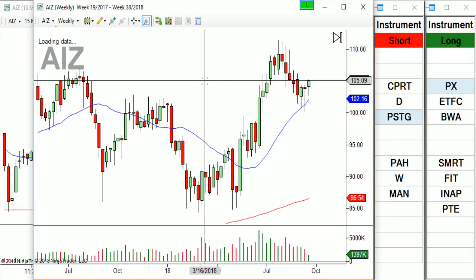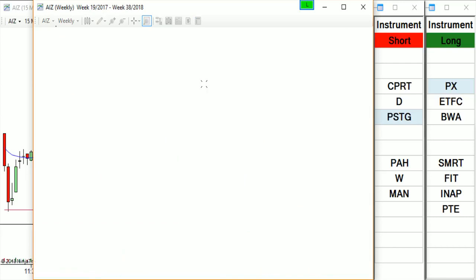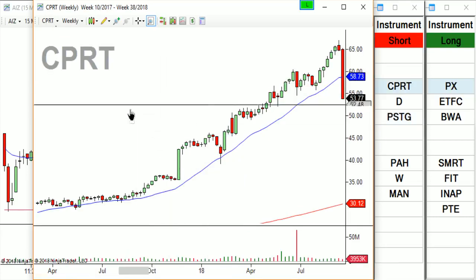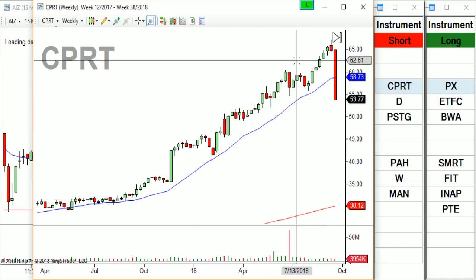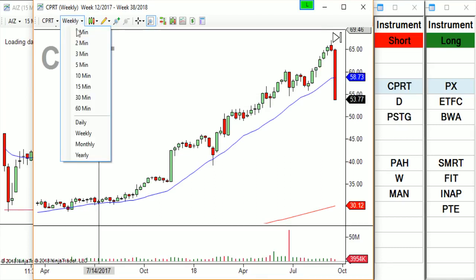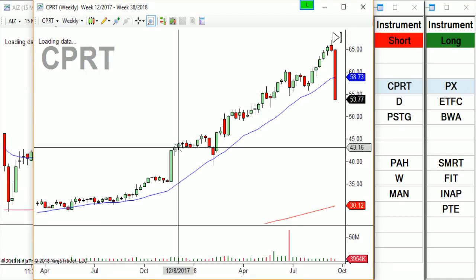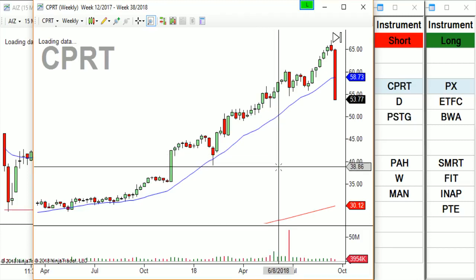CPRT was a gap down today. This was my favorite gap today. And we will, okay, we're on the weekly chart. So like this gap down, we had a nice uptrend here, and we just completely broke this uptrend, right? So what I'll watch for is to see if we get some follow through from this gap lower.